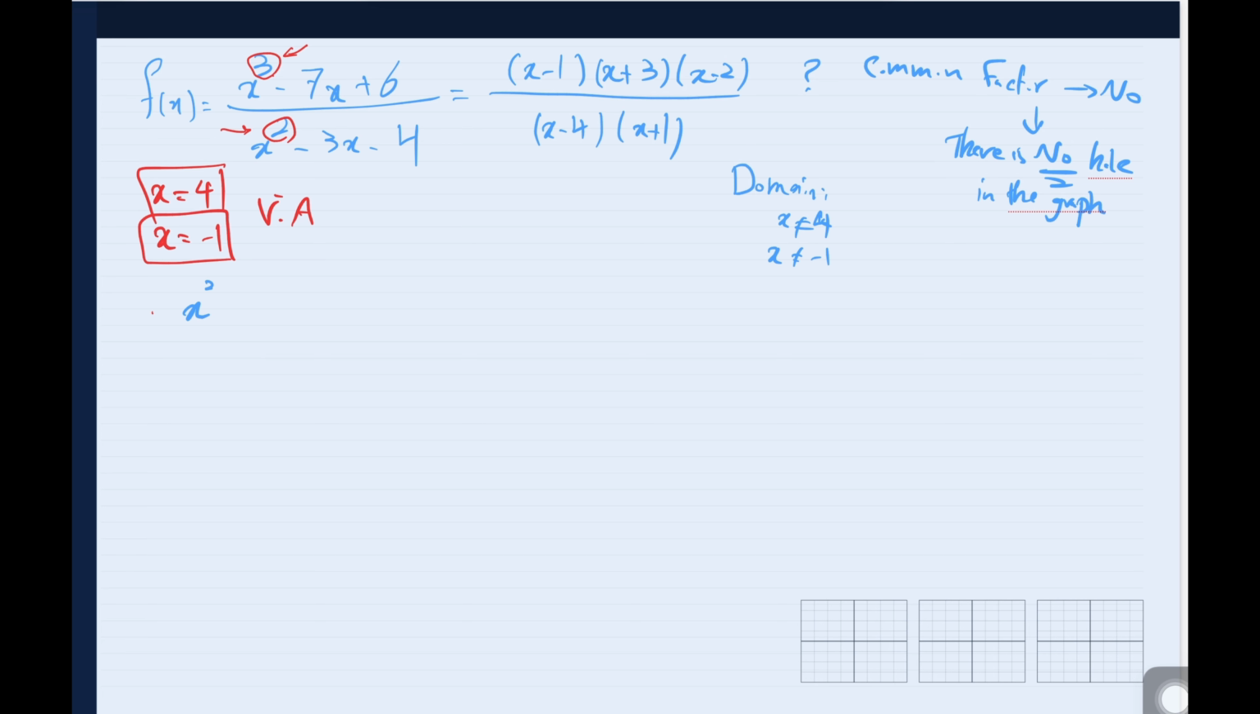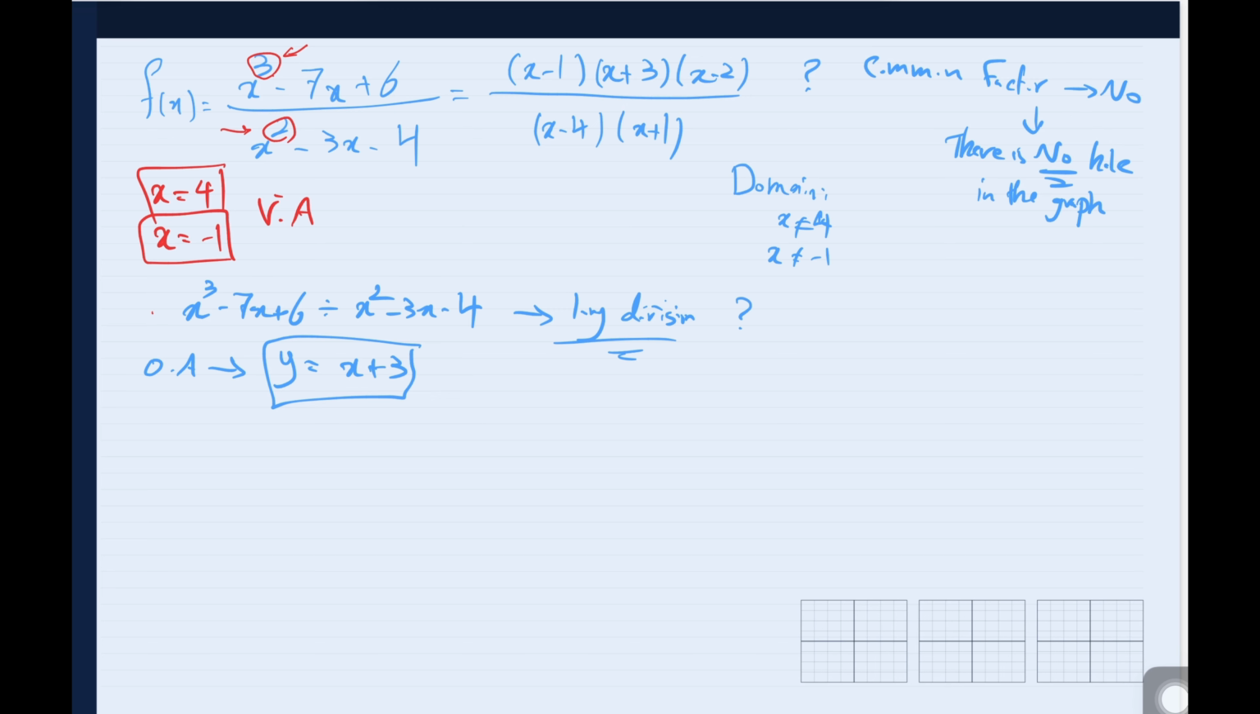So we divide x cubed minus 7x plus 6 by x squared minus 3x minus 4 using long division. Then the oblique asymptote will be y equals x plus 3. If you don't know how to do long division, put a comment for me, and then I'm going to explain that for you.